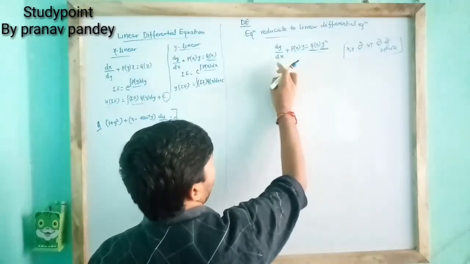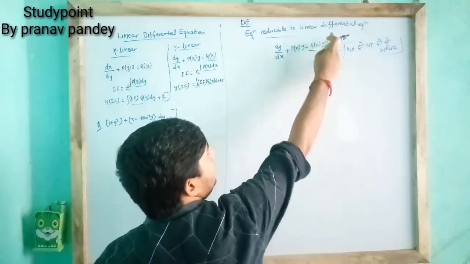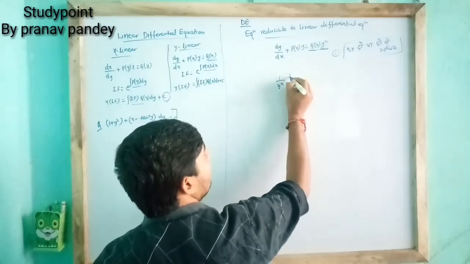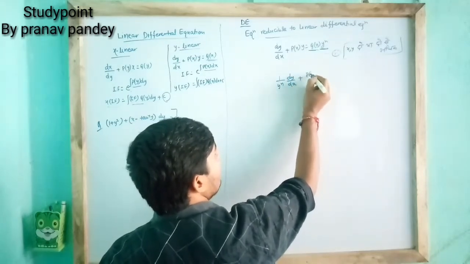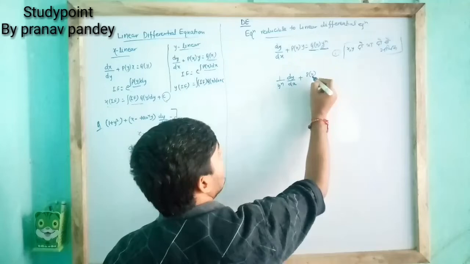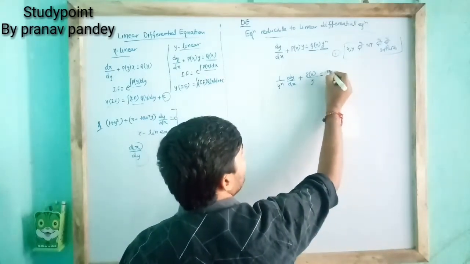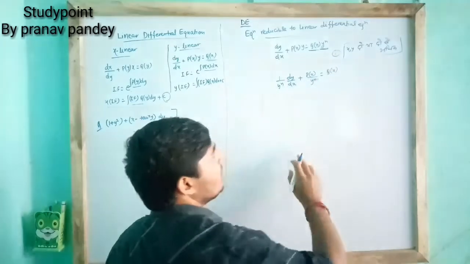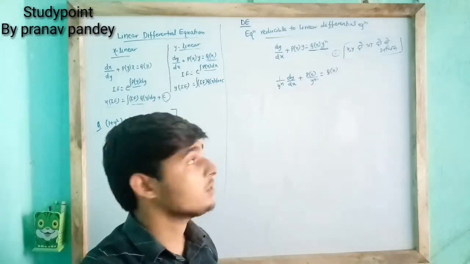First of all, divide this whole equation, say equation 1, by y to the power n. So we get what? 1 by y to the power n dy by dx plus p of x into 1 by y is equal to q of x y to the power n minus 1, because y by y to the power n, so y to the power n minus 1.